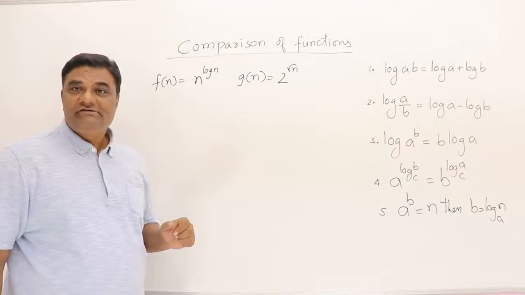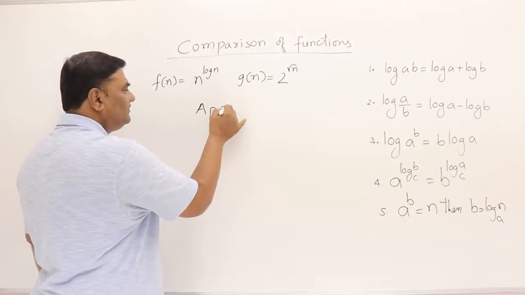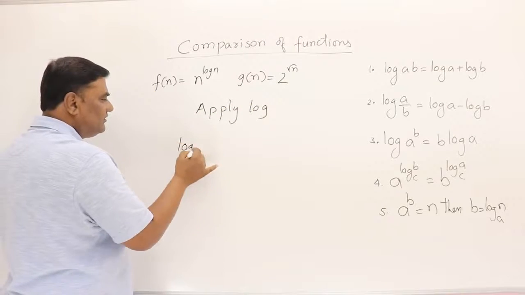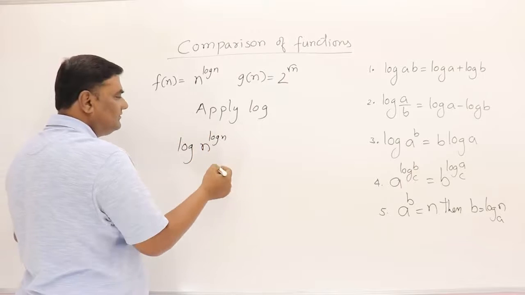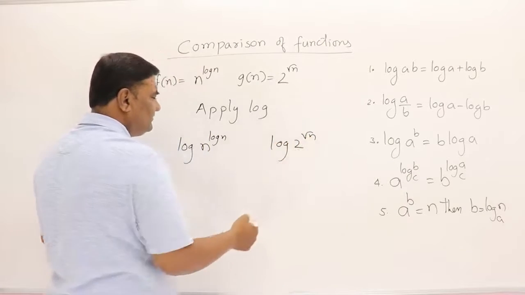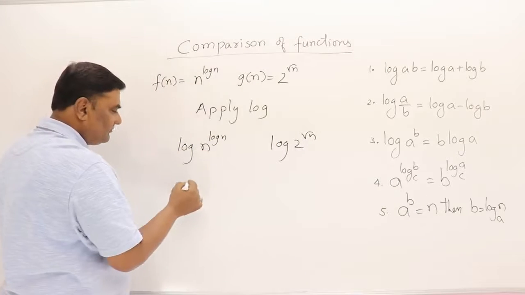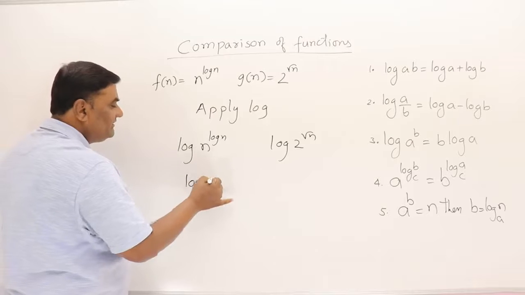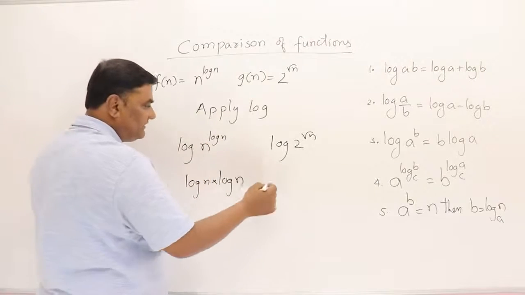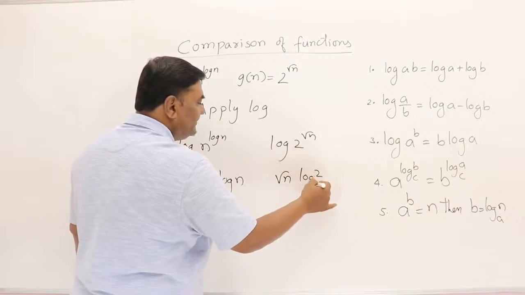Now these two functions, let us compare which one is greater. So for this, I will apply log on both sides. So this is log of n power log n, and this is log of 2 power root n. Now this power comes out by applying the third formula. So this becomes log n into log n. That power came this side, so that is log n, and all that is log n. And this power comes this side, so root n log 2 base 2.